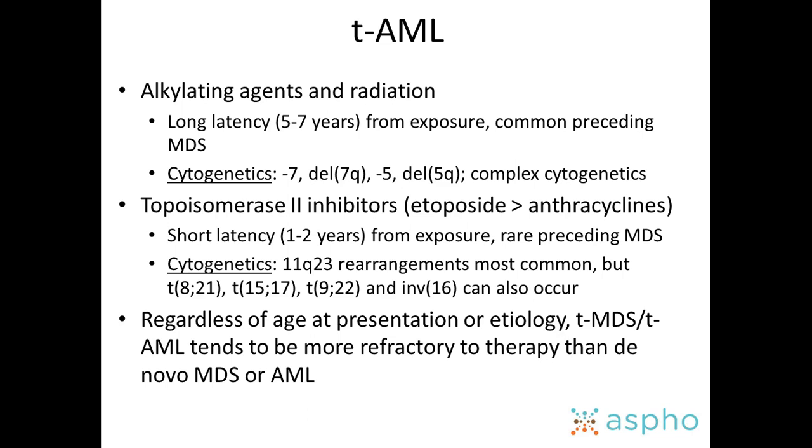MLL rearrangements at 11q23 are by far the most common cytogenetic abnormality in therapy-related AML resulting from topo-2 inhibitor exposure, but any of the other recurring cytogenetic abnormalities and even molecular abnormalities can occur. We recently had a case of a kid present with nucleophosmin mutated AML as a result of prior therapy. So it's not just MLL, but it can be really any cytogenetic abnormality. By far, MLL is the most common, however. Regardless of age at presentation or the preceding exposure that caused the therapy-related AML, in general, this tends to be more refractory to therapy than de novo MDS or AML.